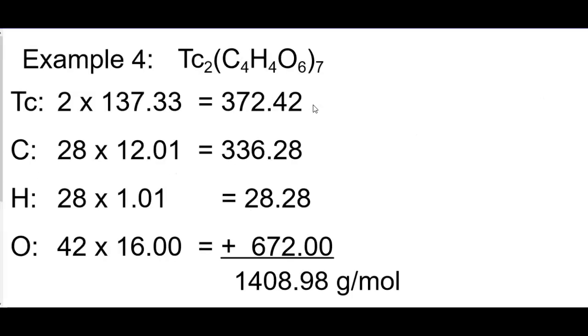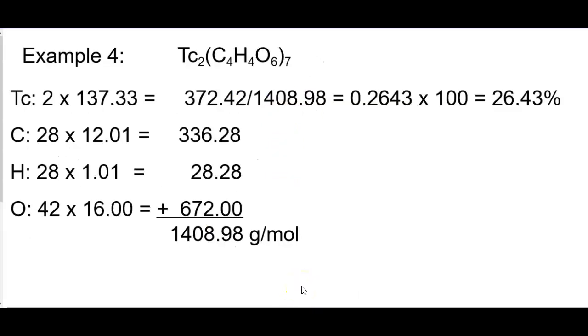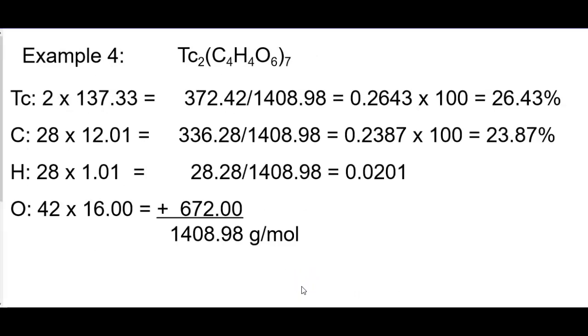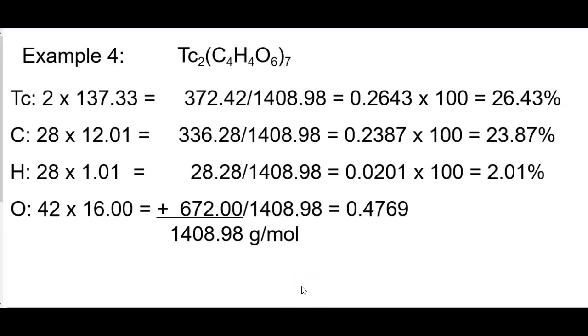Final example, just a little bit more complex chemical formula. Not that that changes this. Again, I did part over whole, so here I have my four parts, my Tc, C, H, and O parts, and my whole is here, 1408.98. I'm going to do part over whole times 100 for each of the four parts.